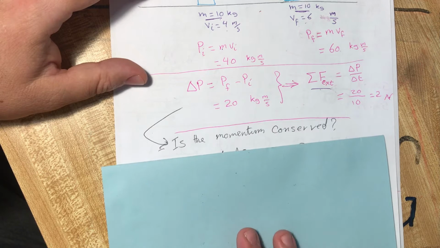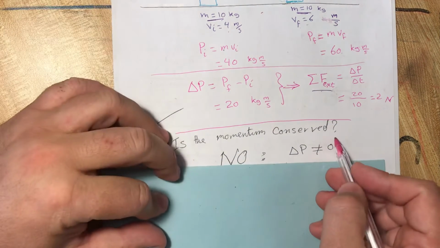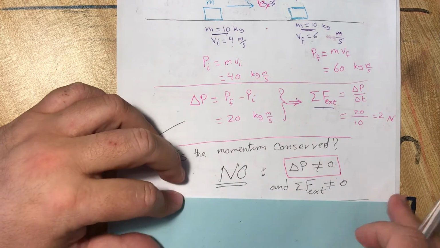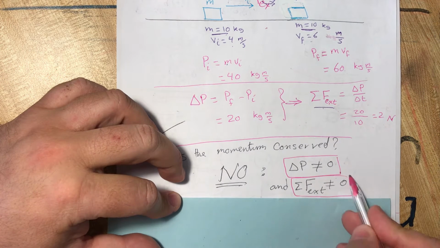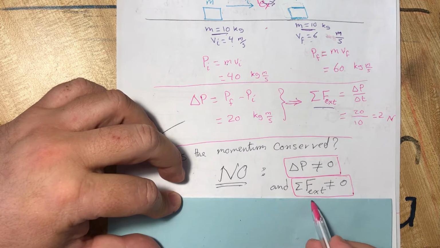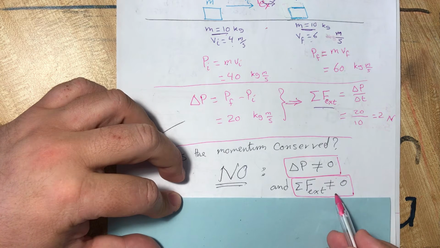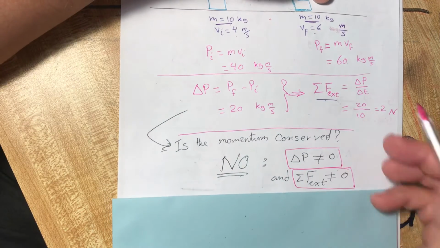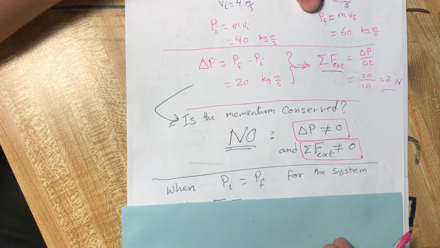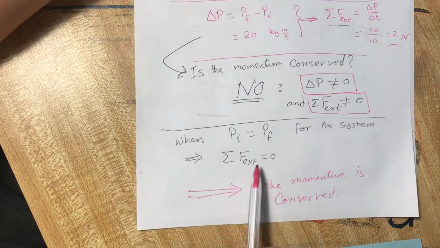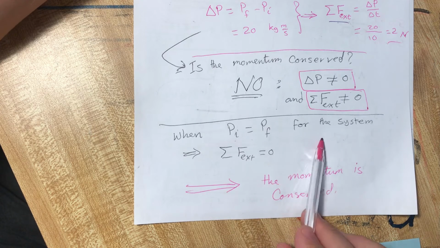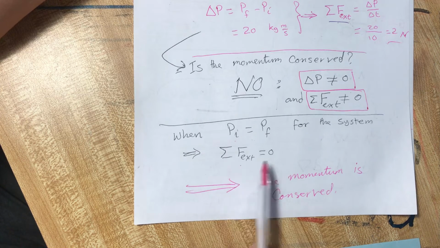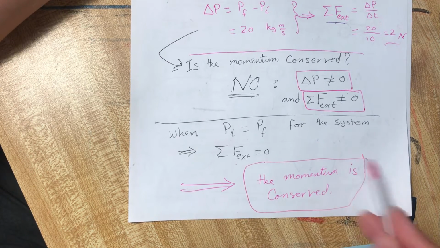The meaning of conserved is that we need the change in momentum to be equal to 0. In our case, the change in momentum is not 0. And we also need the summation of the total external forces to be 0. But in our case it is not 0. The force is 2 newtons. But when P initial is equal to P final for the system, that means the total external force is equal to 0, then the momentum is conserved.